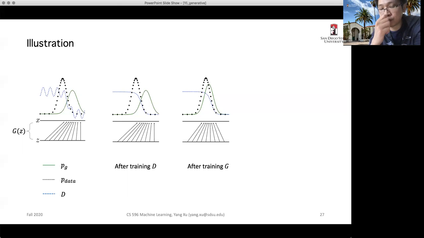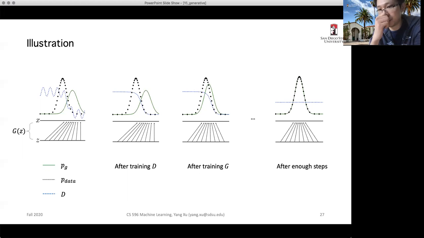Training the generator will gradually move the distribution of the fake data towards the real data, which will eventually make the two distributions totally overlap. In that case, because the two distributions perfectly overlap each other, the discriminator can no longer tell the differences between them. So that's why eventually the blue dashed line becomes a flat line. It doesn't tell the difference between the two distributions at all.